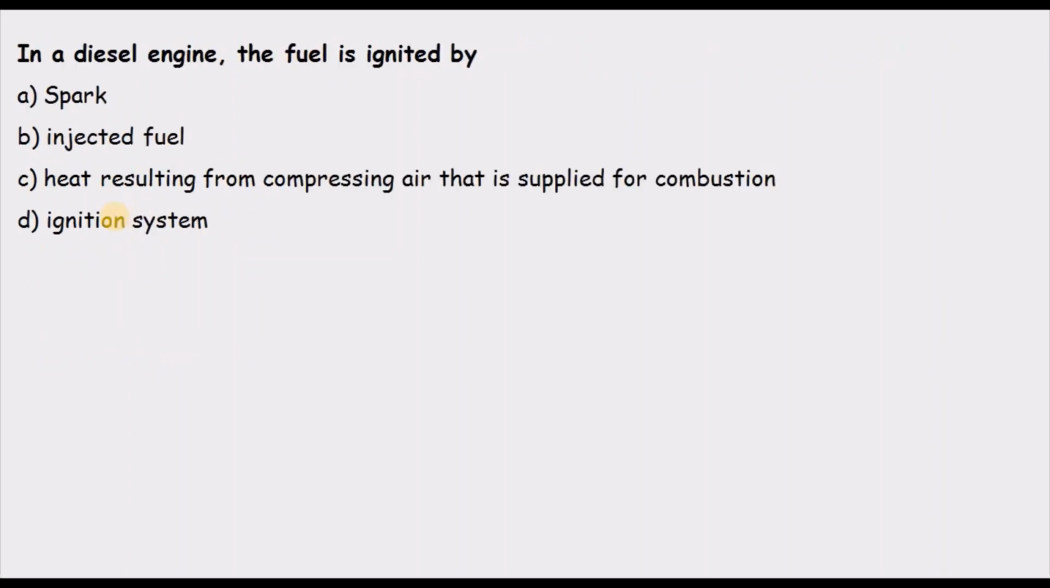Next is: in a diesel engine, the fuel is ignited by. Here we are talking about ignition, and the options are spark, injected fuel, heat resulting from the compressed air that is supplied for combustion, and ignition system. In a diesel engine, initially we compress the air. The compression is to a level where the air gets heated to such an extent that when we inject the fuel, it is going to burn.